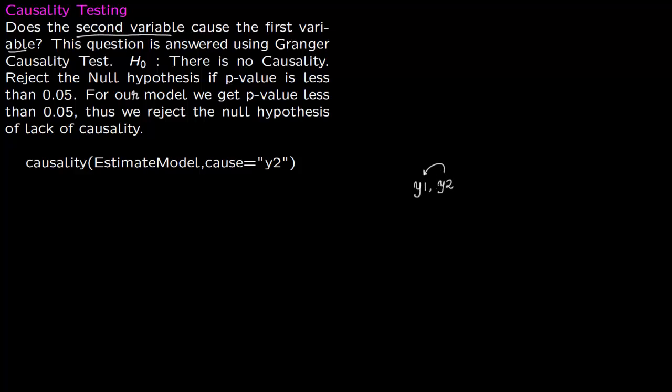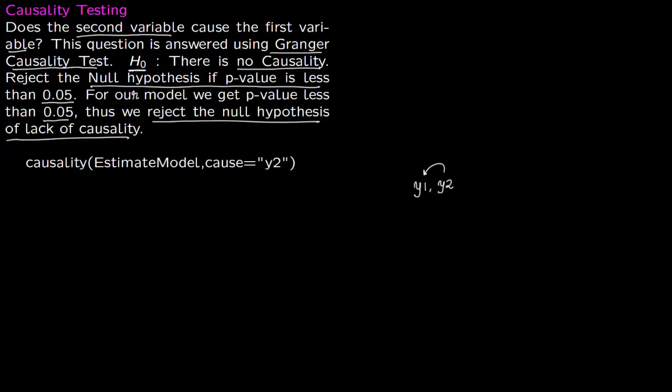And we want to see whether this variable y2 actually causes this variable y1, and there is a test for it, called the Granger causality test. This question is answered using the Granger causality test, and the null hypothesis of this test is that there is no causality, and we will reject this null hypothesis if the p-value is less than 0.05. So we will run this test and we will see that the p-value is actually less than 0.05, and that will help us reject the null hypothesis that there is a lack of causality. This is the test: it tests whether y2 causes y1.